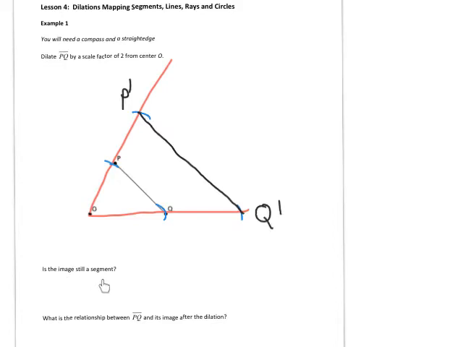So let's take a look at that. Is the image still a segment? Well, see for yourself. Yep, I go from P prime to Q prime. So yes, P prime Q prime is a segment. Nothing changed there.